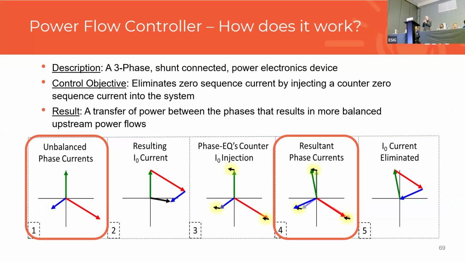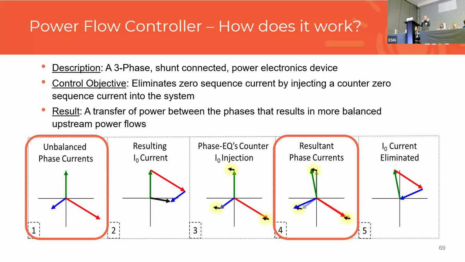In panel number 2, it is just phasor summation. So we're summing the A, B, and C phasors, and you get a resulting neutral current from that operation. That's indicated by that black vector there. In panel 3, it shows what the power flow controller is actually doing. The control objective is to eliminate the zero sequence current that's being measured wherever it's being installed. So it is injecting a counter zero sequence current. It's measuring the neutral current, essentially dividing that by 3 and injecting a counter current opposite of what it measured.